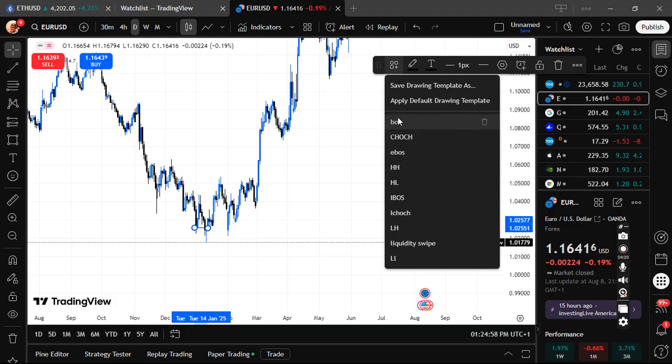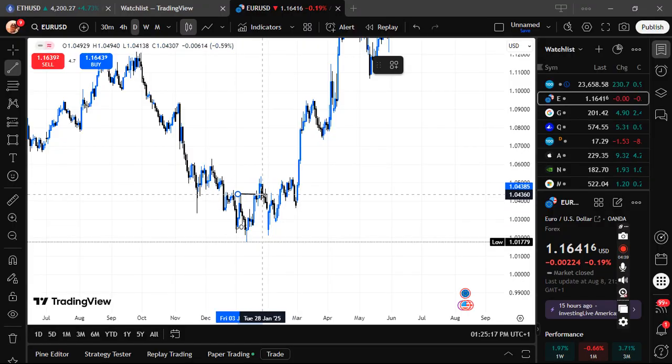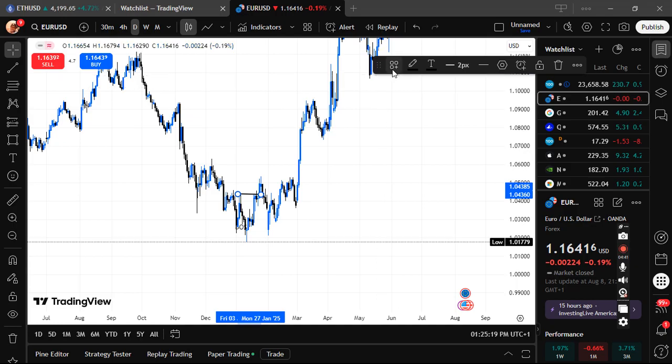This was the last break of structure to the downside. You can see it, I don't need to zoom in for you to see it. This is the last break of structure to the downside before the market starts giving us a buy. So I would like to use this level as my change of character. It gives us a nice change of character.